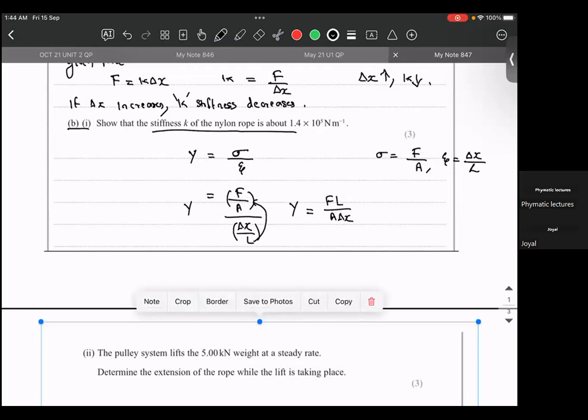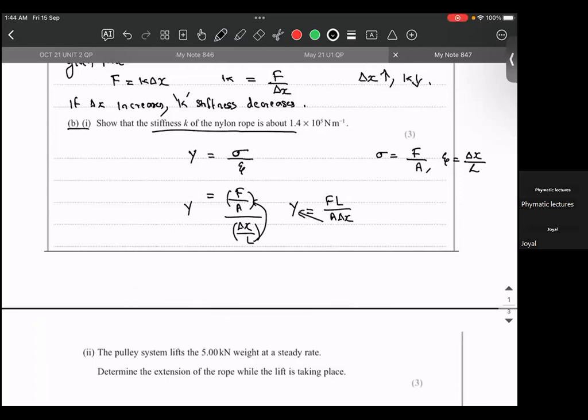And suppose if you are cross multiplying and making F the subject, F is equal to Young's modulus times area times delta X divided by L, because you can bring this L to the denominator. So if you are comparing with the basic equation, F is equal to K times delta X, if these two equations are comparable, this value is the stiffness, correct? Therefore, the equation for the stiffness is Young's modulus times area over length.